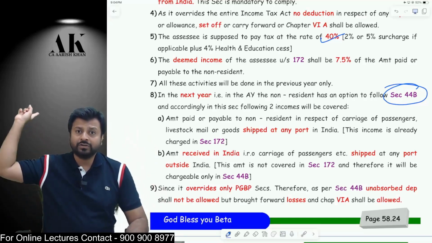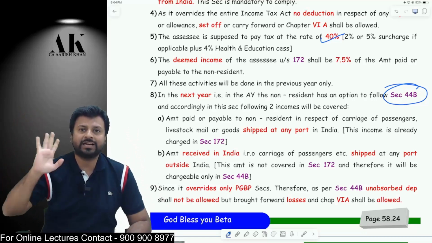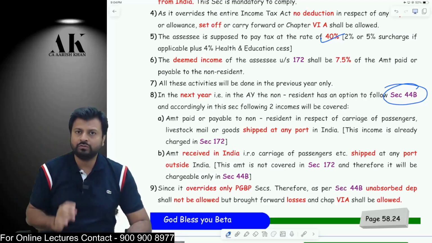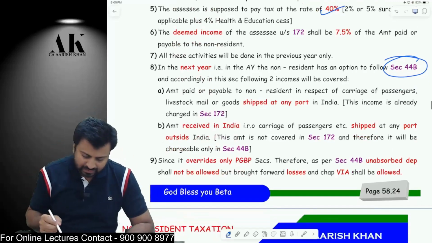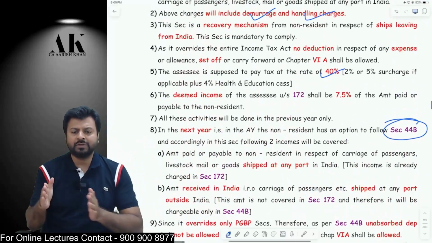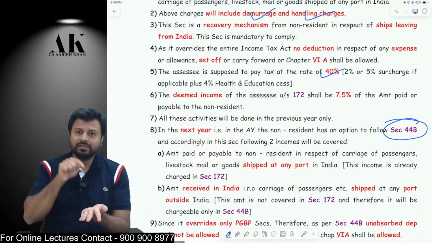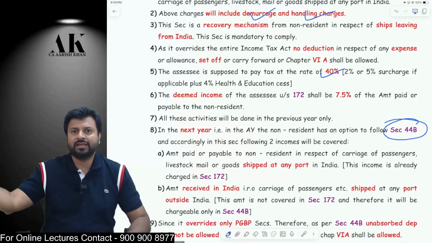Why? Because the amount which you have paid in 172 will be treated as an advance tax, and the differential amount will be refunded back to you along with the interest. I hope it is clear to all of you. So what is the difference between 172 and section 44B? 172 is chargeable in the previous year. 44B is chargeable in the assessment year.